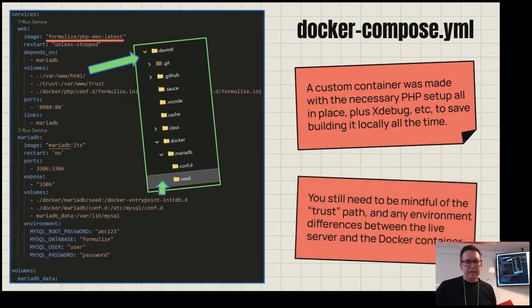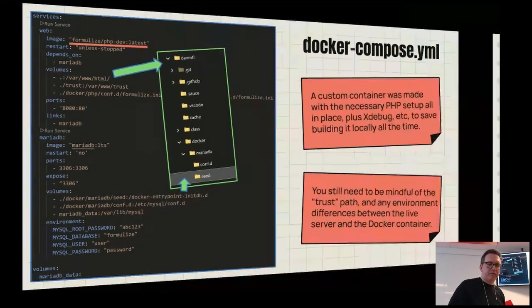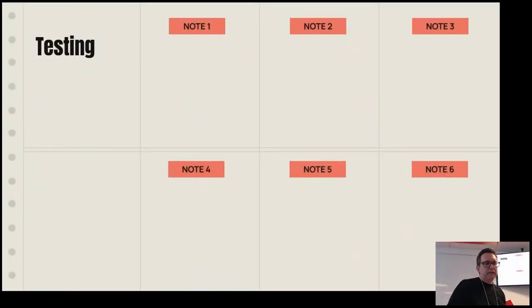You still need to be mindful of the trust path, which was one of those original things that we committed. There may still be some subtle differences, and because you don't want to be doing things like committing your database credentials to your repository, you have to adjust certain things that are going to be different between your local and the remote, but it's very minor what you have to tweak to make that work.